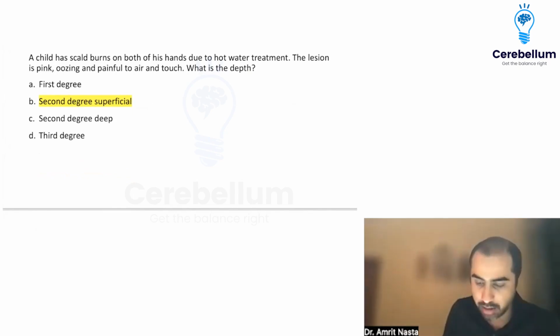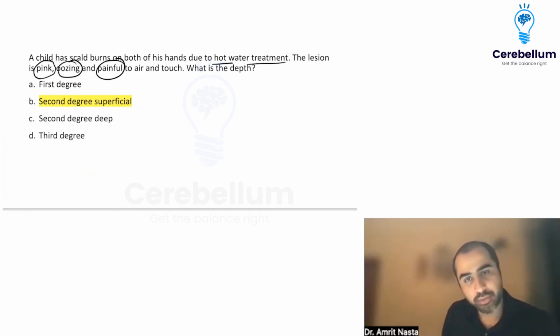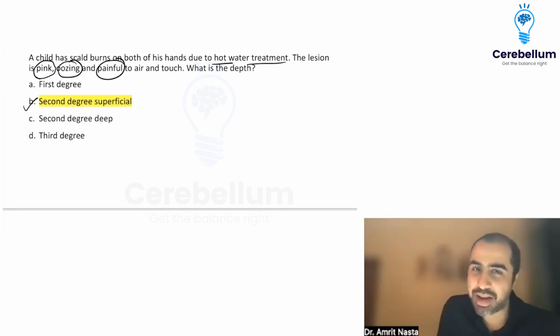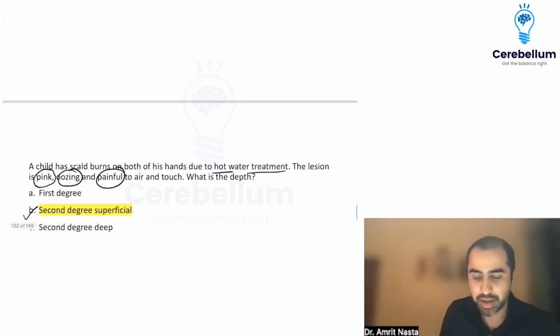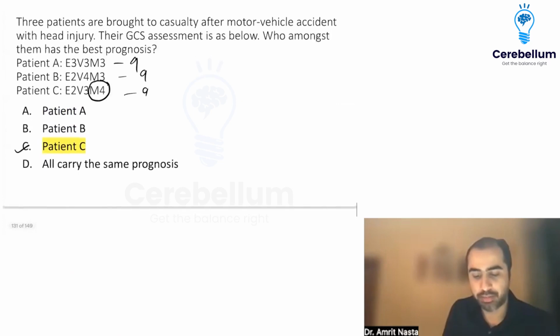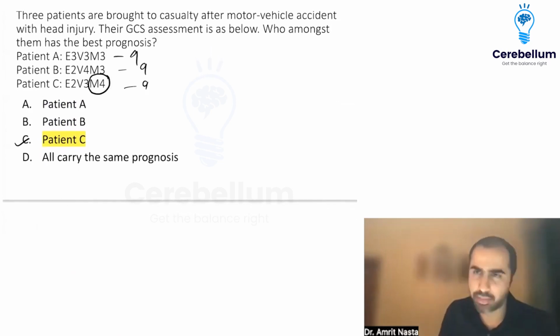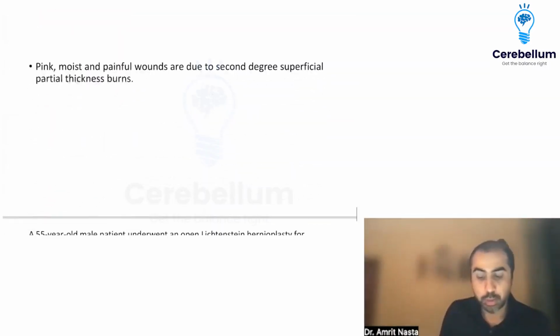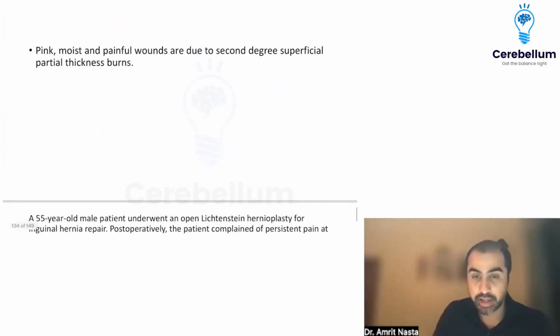Child has scarred burns on his hands due to hot water treatment. The lesion is pink, oozing, painful. What is the depth? Pink, painful: second degree superficial. Same motor response, then obviously same prognosis. Now if everything is the same, E, V, M, if all is the same, E3, V3, M3, obviously same prognosis. Pink, moist, painful are going to be second degree superficial or superficial partial thickness.